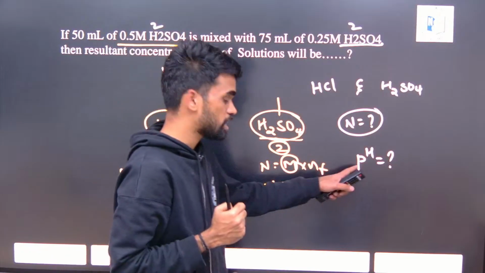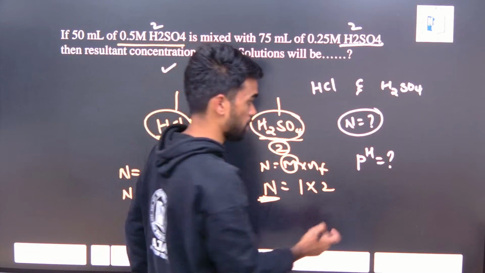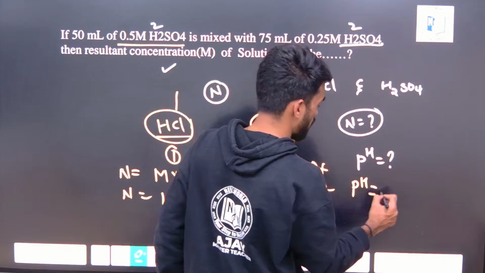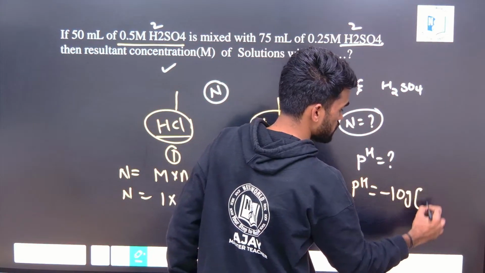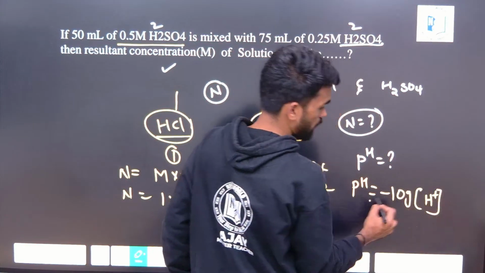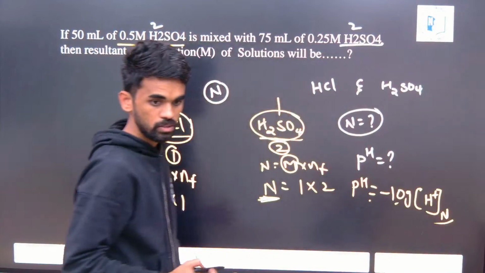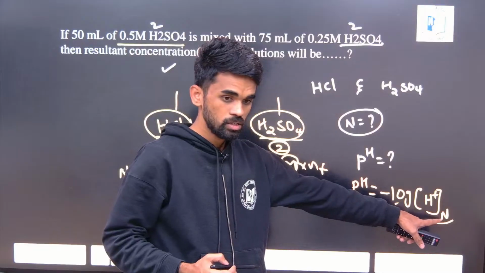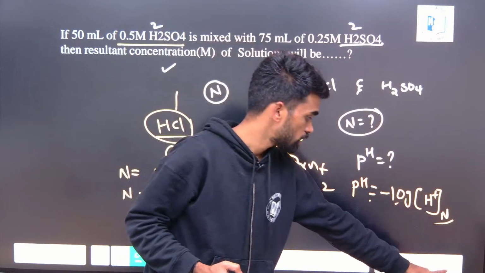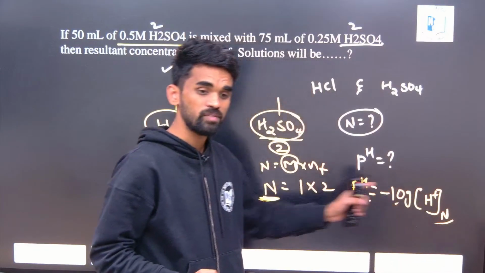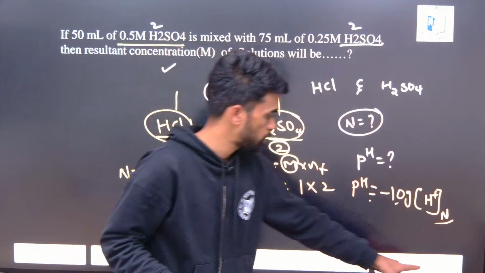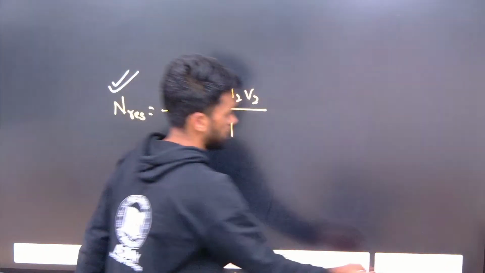In the pH case, I will tell you what to do in the upcoming class. As of now, if you find any questions, just use the formula pH equals minus log of the concentration of H plus ion in terms of normality. It should not be in molarity. Even if it is molarity, convert it into normality by multiplying with the N factor. Okay, next.